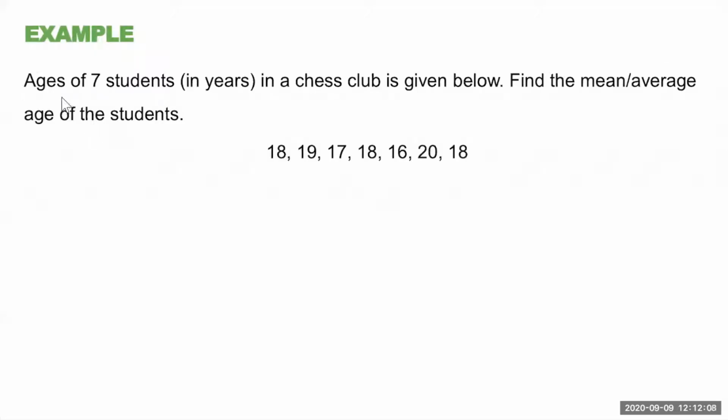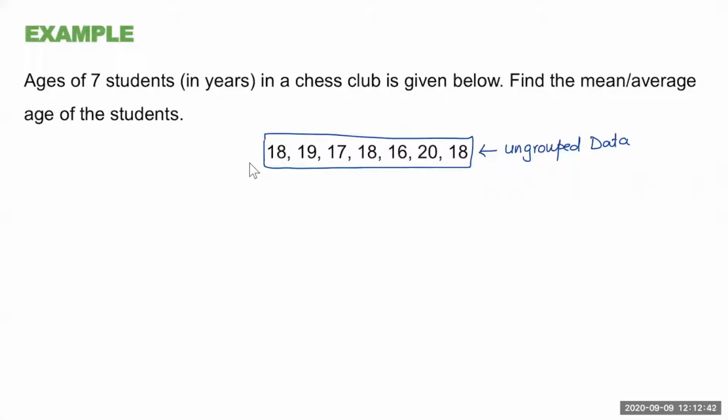Example, the ages of 7 students in a chess club is given below. Here you see the ages of 7 students. We have to find the mean or the average age of the students. So when you look at the data here, this data does not have frequency. When you see data without frequency, it is called ungrouped data.